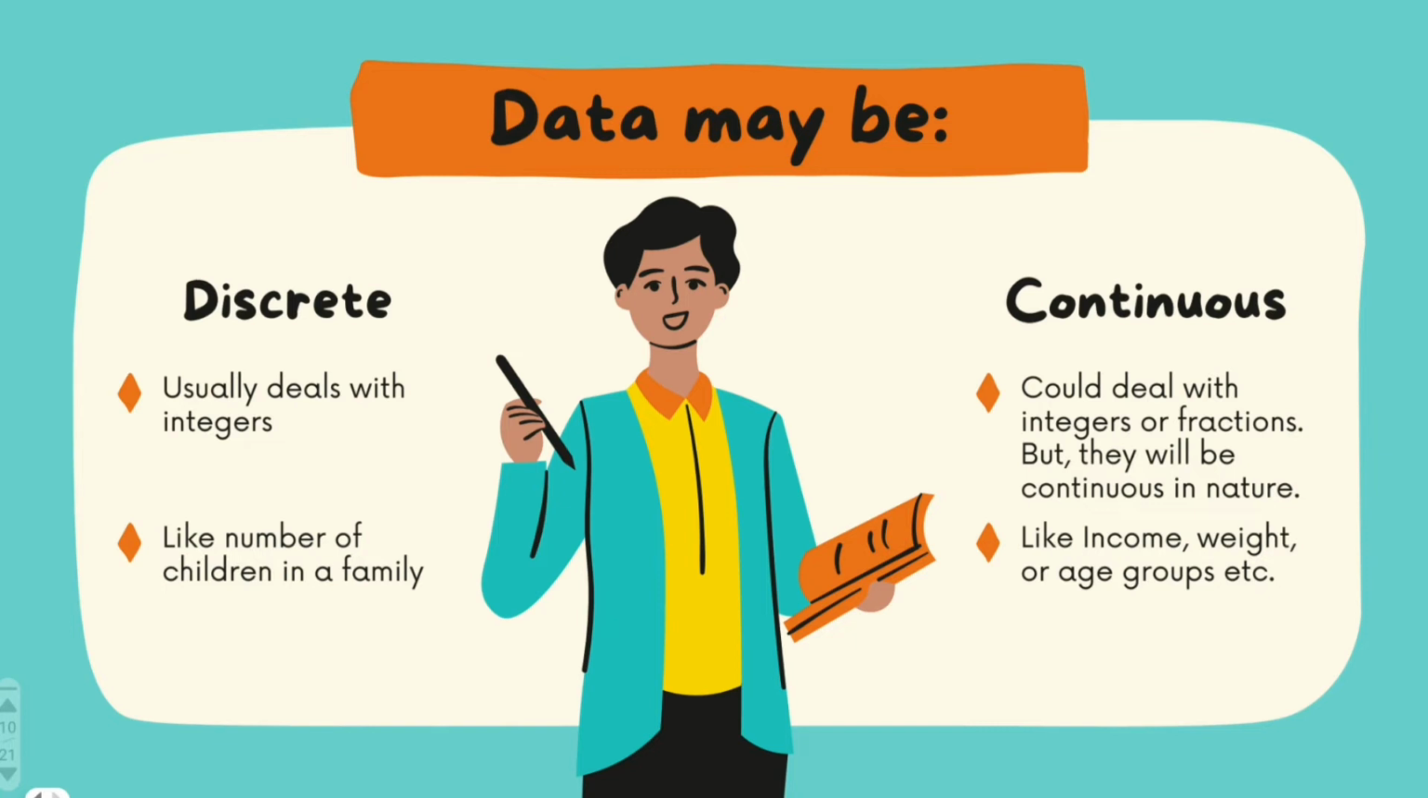So as we told, data may be discrete or continuous. Discrete usually deals with integers, like for example the number of children in a family. Continuous could deal with integers or fractions, but it will be continuous in nature, like the income or the weight or age groups. So they are continuous data.